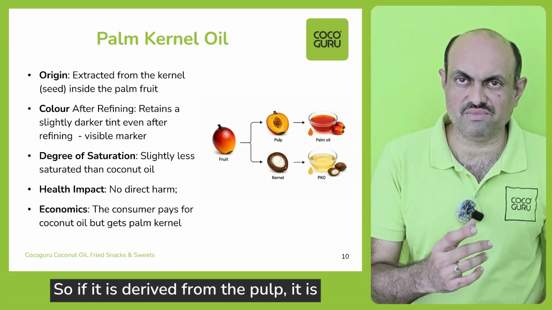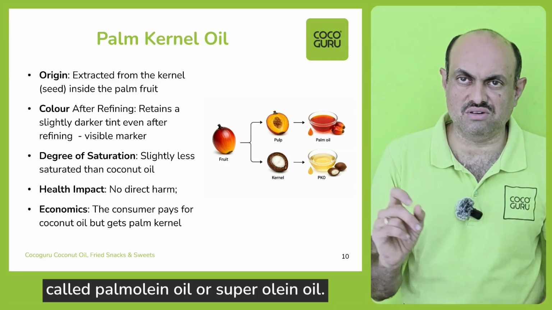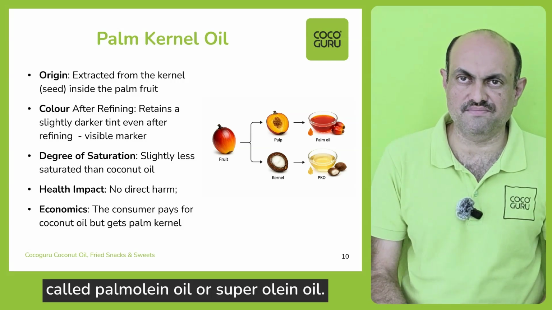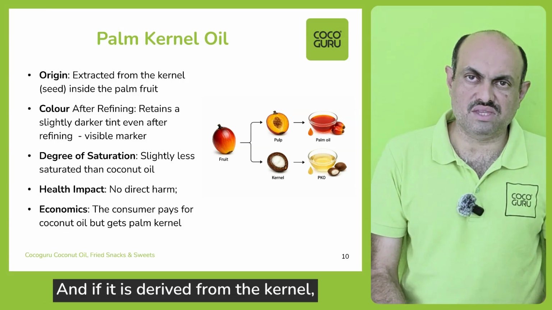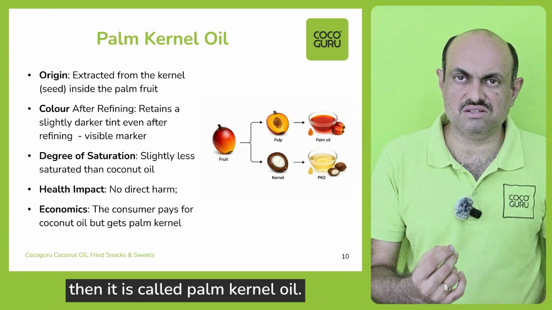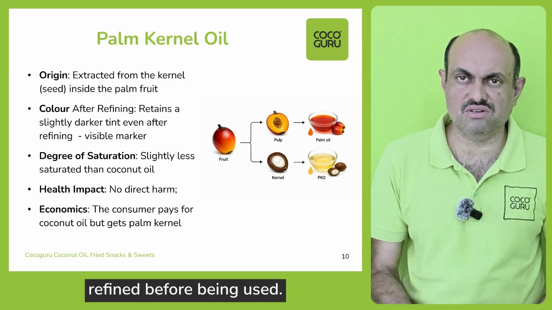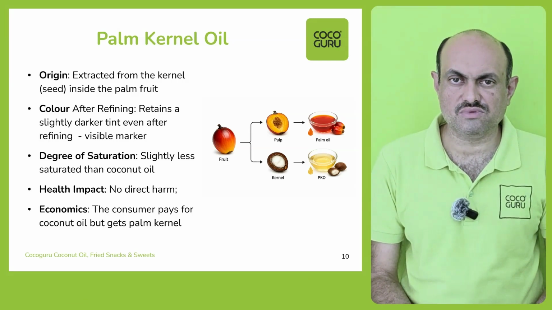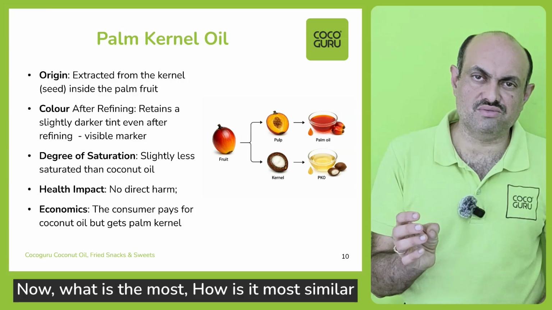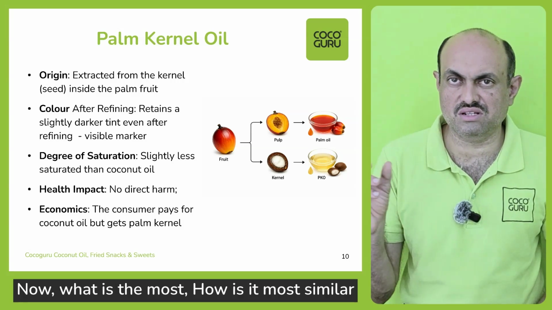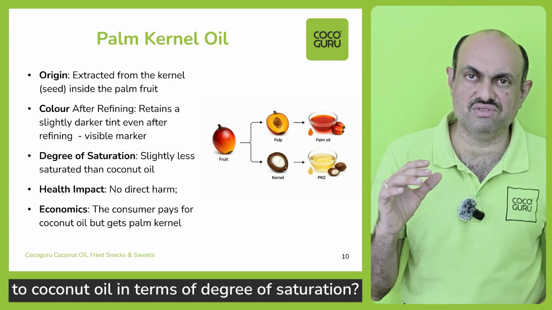If it is derived from the pulp, it is called palmolein oil, or superolein oil. And if it is derived from the kernel, then it is called palm kernel oil. Both of them are refined before being used. Now, how is it most similar to coconut oil in terms of degree of saturation?